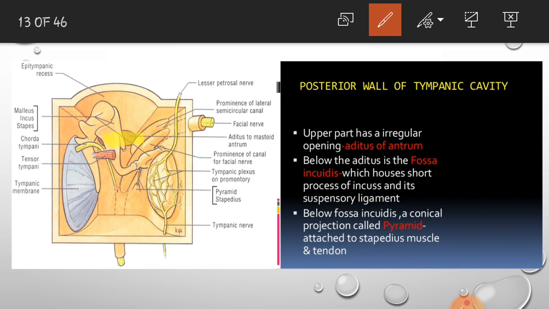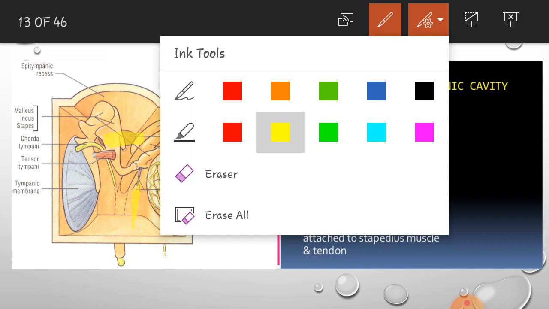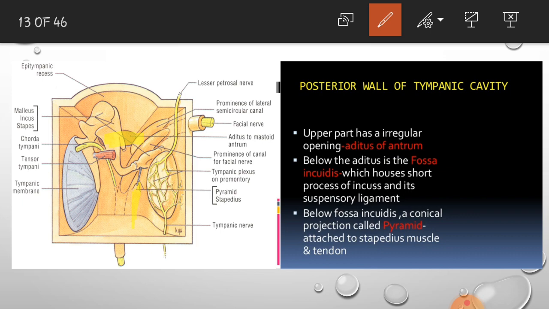I have pointed out this bony projection here. The arrow is pointing towards the pyramid, which is a conical bony projection. From the apex of this conical bony projection arises a muscle which is called the stapedius.